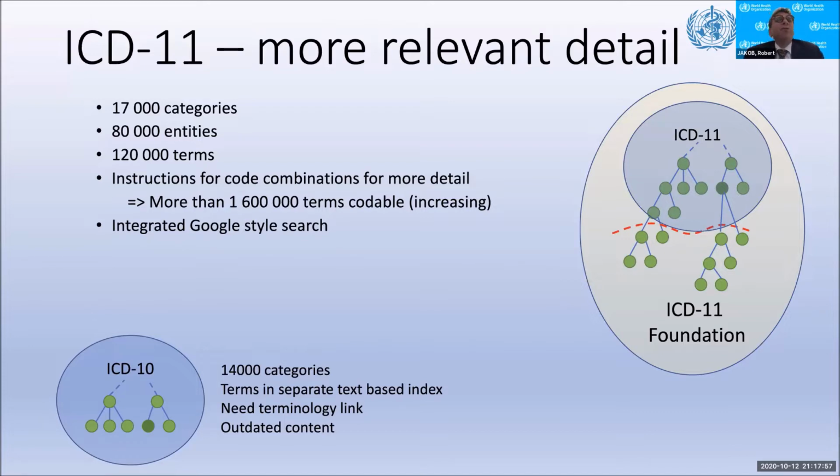These are linked with 120,000 terms, and with the logically embedded language-independent instructions that are part of the core of the ICD, you can code more than 1.6 million terms automatically with our coding tool. And for the matters of combining codes and categories, there are no real limits to this. The most important thing is that ICD-11 has an integrated Google-style search, whereas in ICD-10 you had to use the index, find the term, have a lot of training, and were essentially lost.